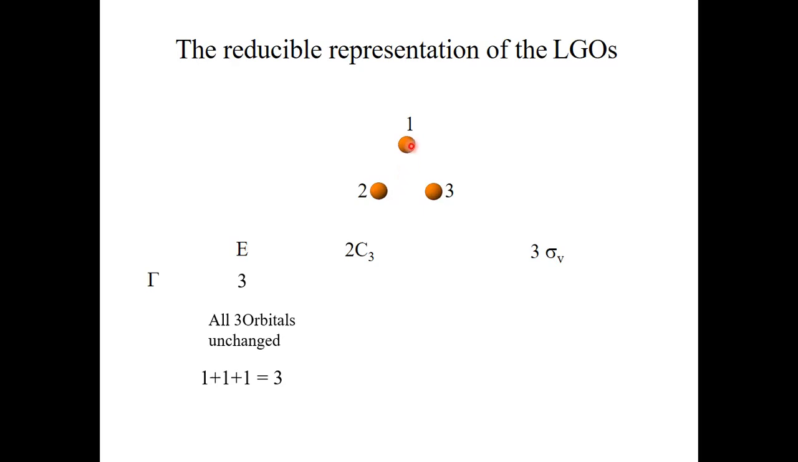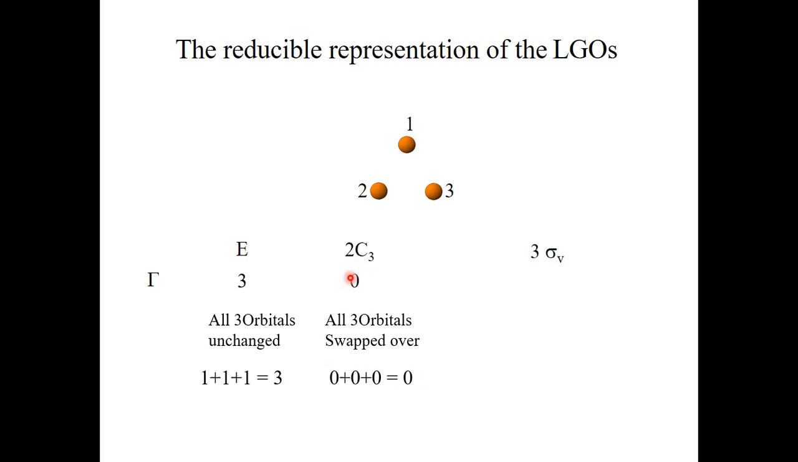So if we rotate 120 degrees counterclockwise, we would move orbital 1 into the position of orbital 2, orbital 2 into the position of orbital 3, and orbital 3 into the position of orbital 1. So for that reason, none of the orbitals would remain in their place, so all of them would get the character of 0. So 0 plus 0 plus 0, that is 0, which determines the second character in our reducible representation.